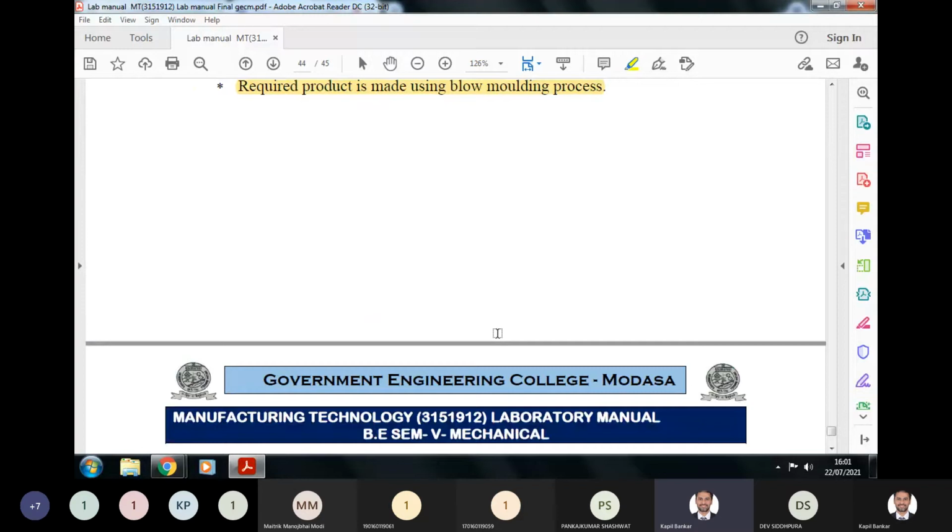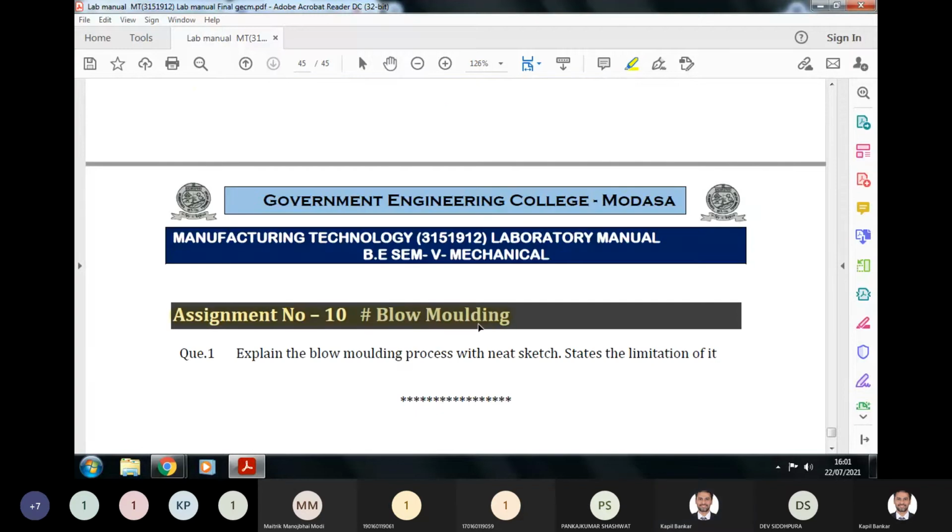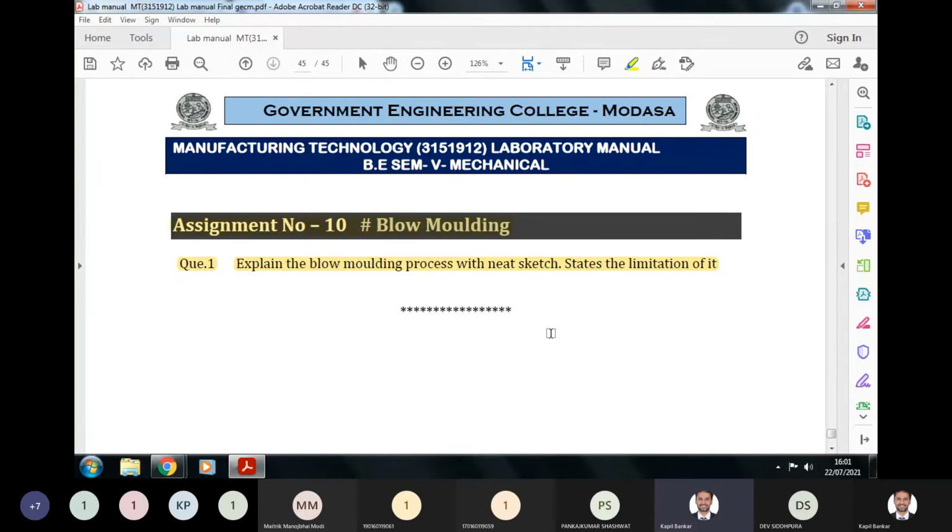And at last, this is the assignment. In the assignment, I have only put one question. Explain the blow molding process with a neat sketch and state the limitations of it. You must also write the real life applications of the blow molding process.